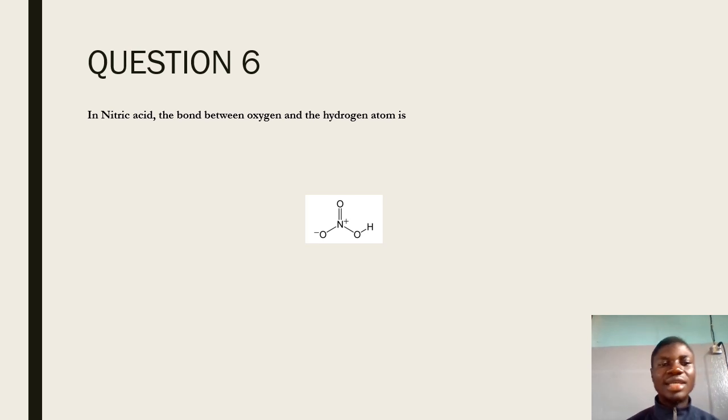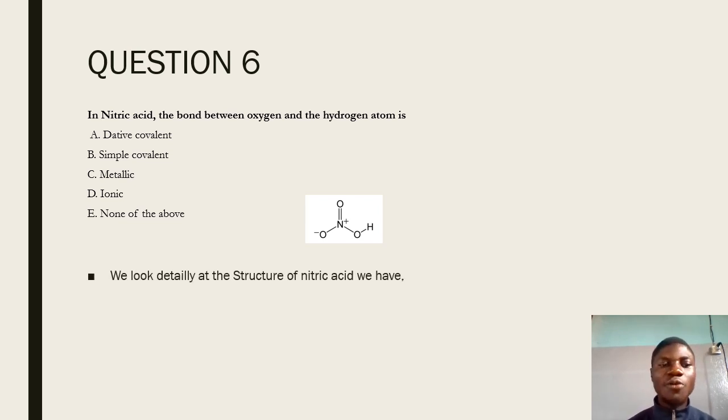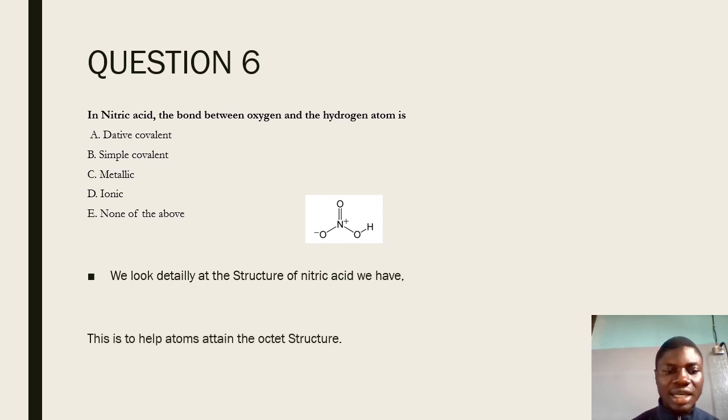Question 6. In nitric acid, the bond between oxygen and hydrogen is, we have been asked for the bond that is found between oxygen and hydrogen in nitric acid. The first thing is that we're supposed to draw the structure or a detailed structure of nitric acid so as to see the kind of bond that oxygen has with hydrogen. And from the diagram that we can see, the bond between oxygen and hydrogen is a simple covalent bond, and the answer is B.